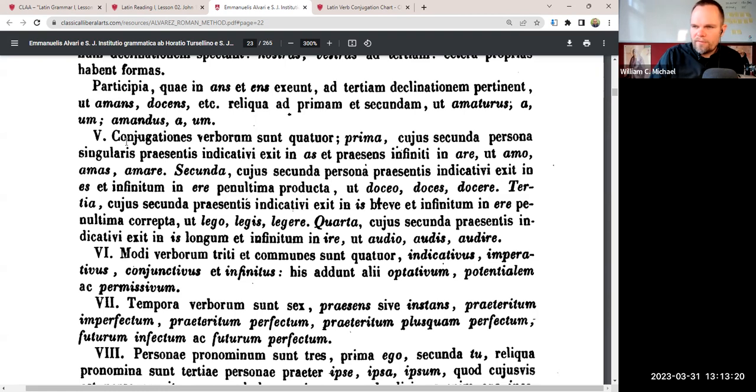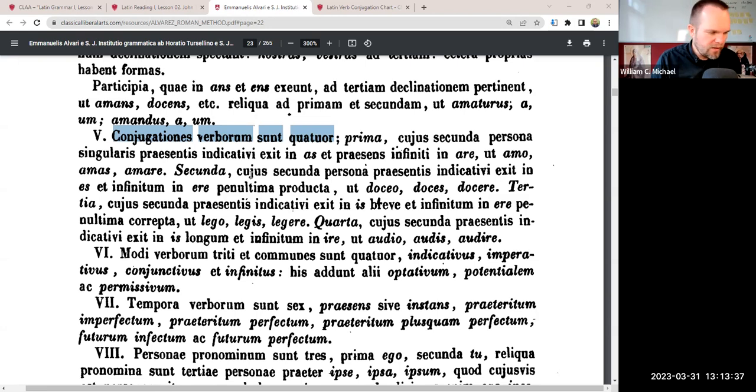So we're just going to go right from the Latin here because it's the most simple way to do it. So you see, conjugationes verborum sunt quatuor. And that means the conjugations of verbs are 4 in number, all right? There are 4 conjugations of verbs.